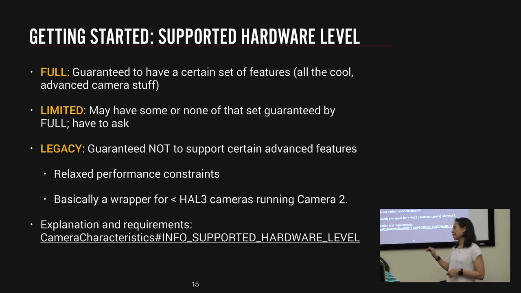Basically this is just an indication of the features you'll have access to, as well as performance constraints. The first level is full, and as it might sound from the name, it guarantees you a certain set of really advanced features. This will include manual focus and manual post-processing, so all those cool algorithms and the ability to tweak them. There are also performance constraints for something running HAL 3, and the documentation has a much better explanation of it. So full indicates that you're running all the cool features and running them in a performant way.